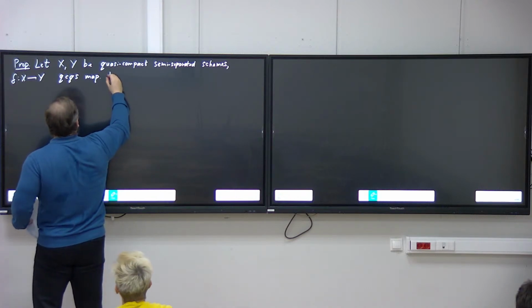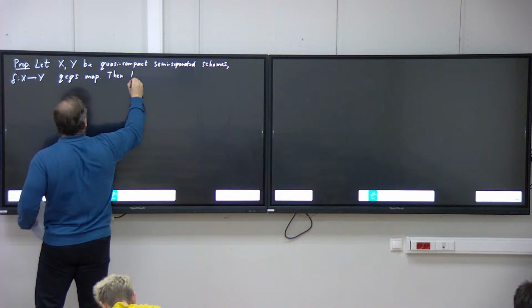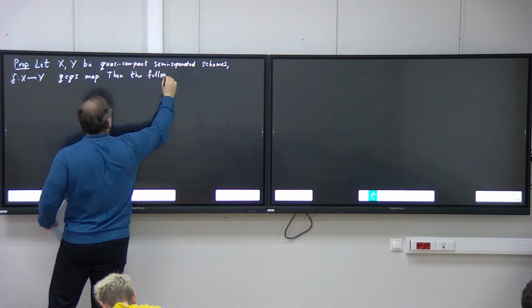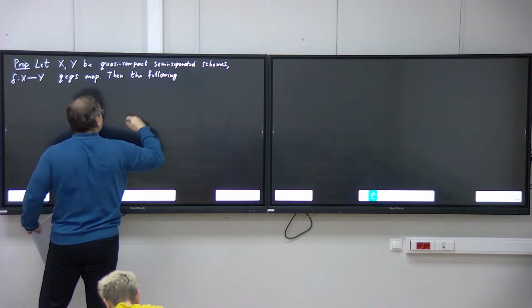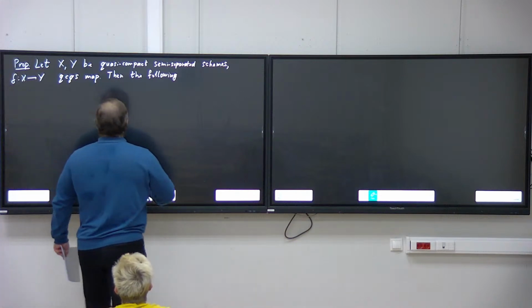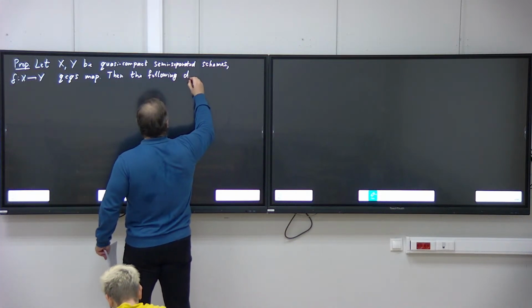So then the following diagram is commutative. Notice how my handwriting changed. So I think it's much better now. I think there are some different settings. Yes. So then the following diagram is commutative.